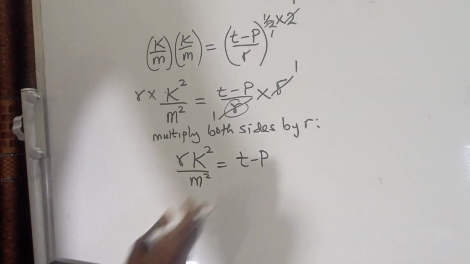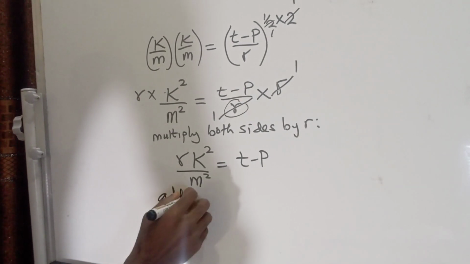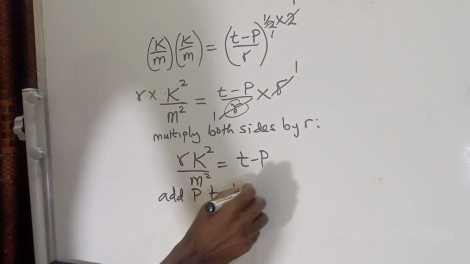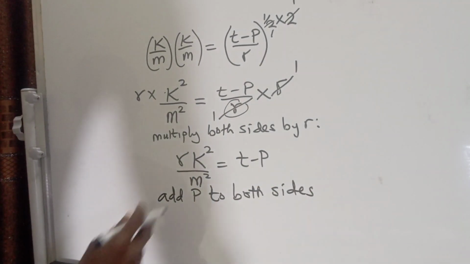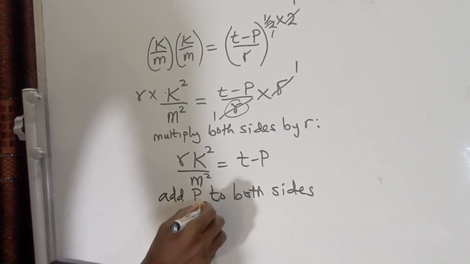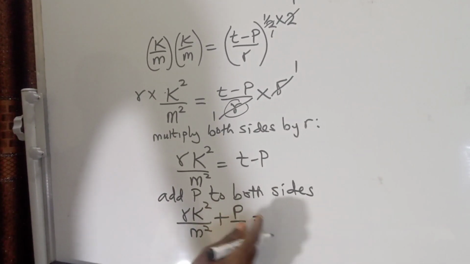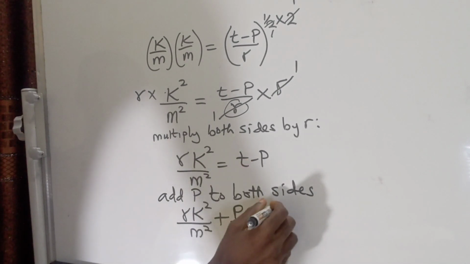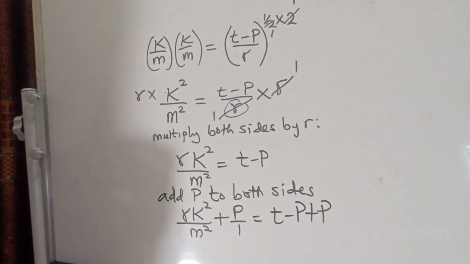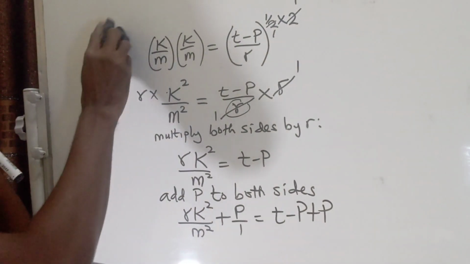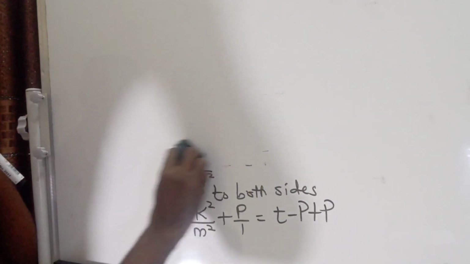Now how do we remove minus P? We are going to add P to both sides. So here I'm going to have R K square all over M square plus P over 1. P over 1 still means P. So here I have T minus P plus P. Of course, this we know is 0. So it means we are now left with just T. Remember, the question says we should make T the subject of the formula.